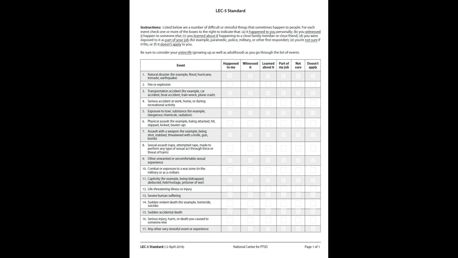Did the event happen directly to the client? Did they witness it? Did they learn about it? Did it occur as part of the job? Are they unsure about whether or not the event definitively did or did not occur? And finally, they can check if it does not apply to them.